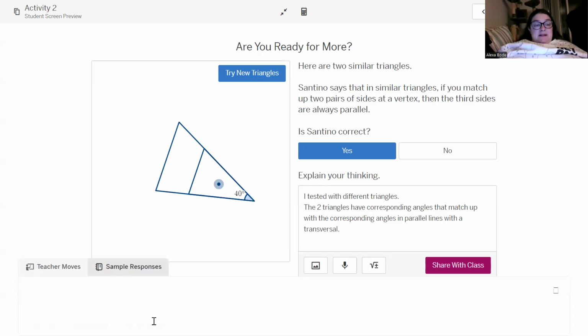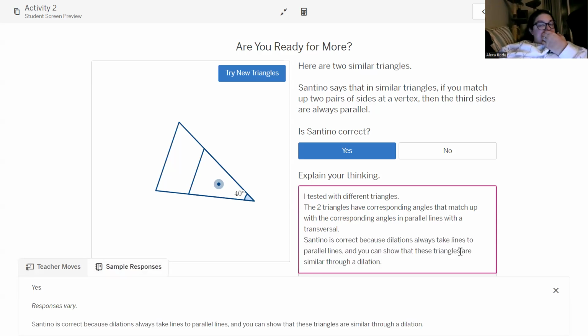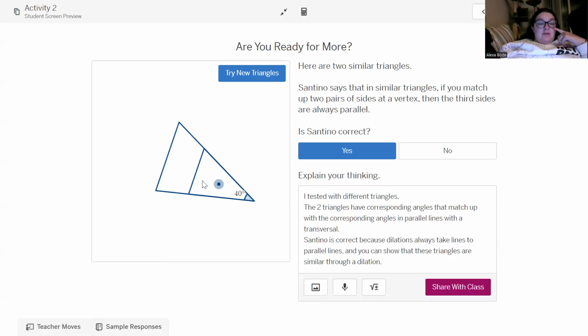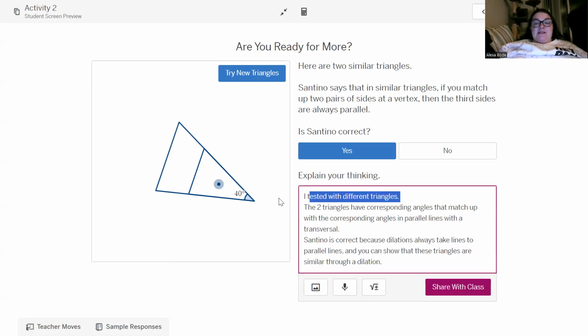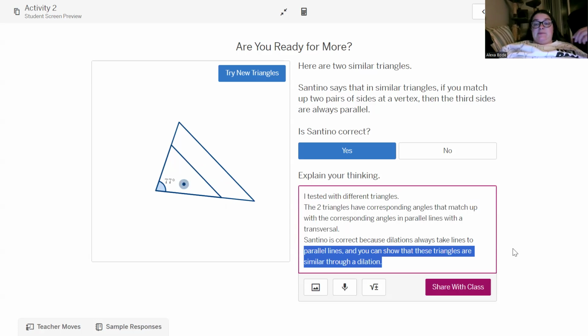Or you could say the sample response that Desmos gives. Here is Desmos's sample response. Desmos says Santino is correct because dilations always take lines to parallel lines, and you can show that these triangles are similar through a dilation. That's another thing that we've looked at and talked about in this unit, dilations. When you dilate something, the corresponding sides are also parallel. So these are all different things that are true. Obviously, this one's not with mathematical thinking. This is just you testing them. These two are more mathematical thinking explanations.